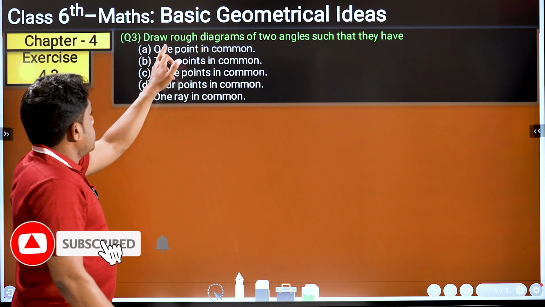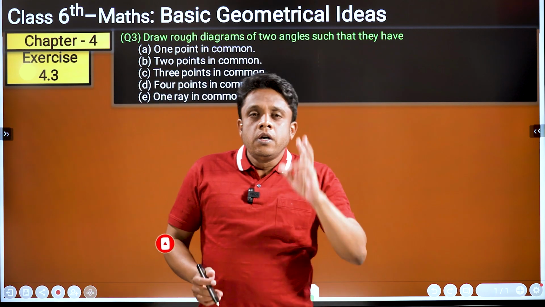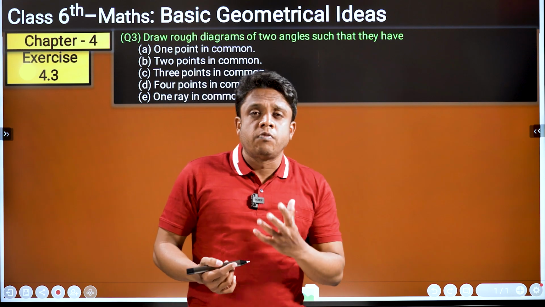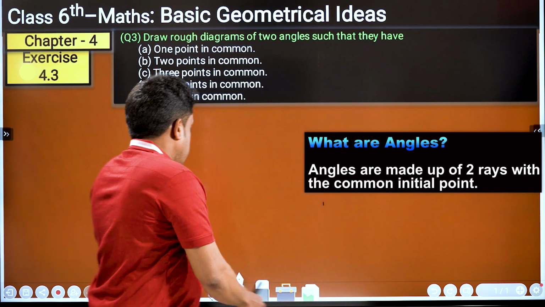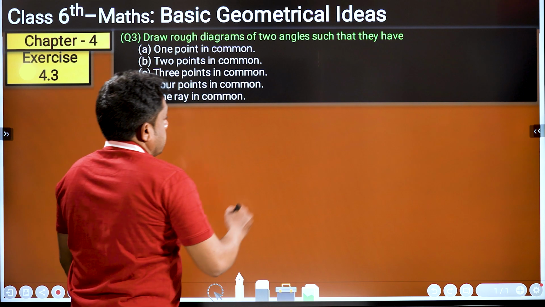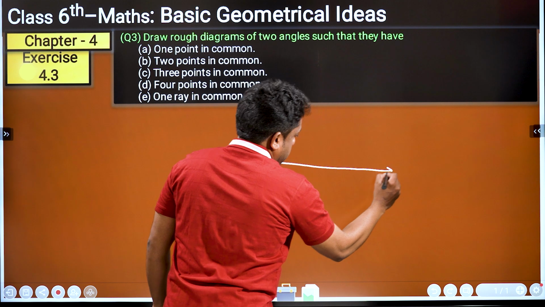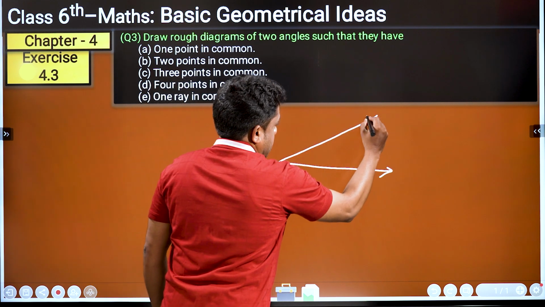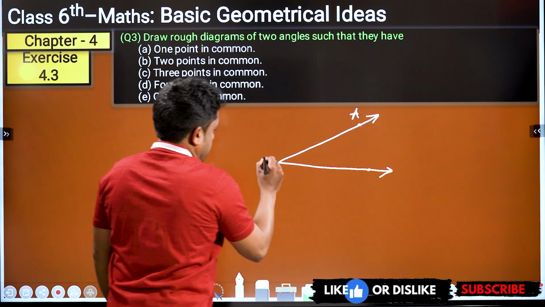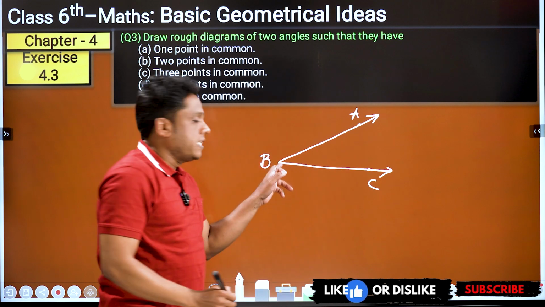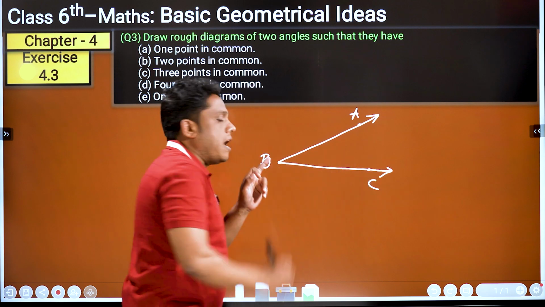Look at here, draw rough diagrams of two angles. That means first we should draw two angles. So what is an angle? An angle is formed by using two rays. So two rays can form an angle. Let me draw a diagram for angles now. First I will draw the very first angle. This is one ray, this is another ray. I will name this A, B, C. This is the starting point of the ray. Correct? So this is one ray and this is another ray.